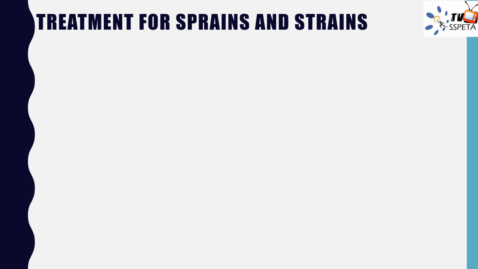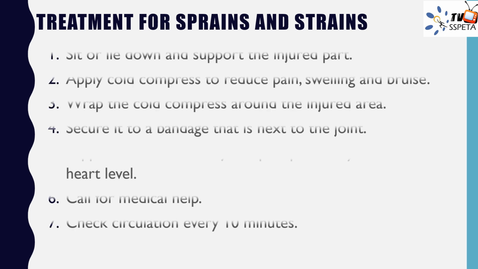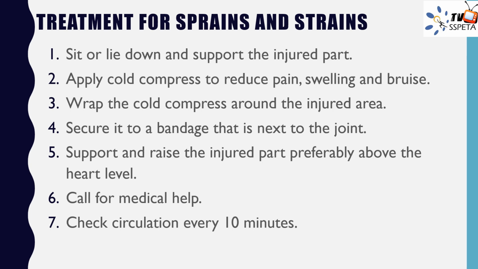Treatment for sprains and strains. You should sit or lie down and support the injured part. Apply cold compress to reduce pain, swelling and bruise. Wrap the cold compress around the injured area. Secure it with a bandage that is next to the joint. Support and raise the injured part preferably above the heart level. Call for medical help. Check circulation every 10 minutes.